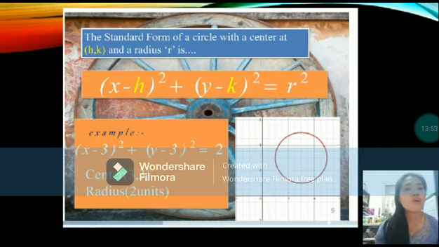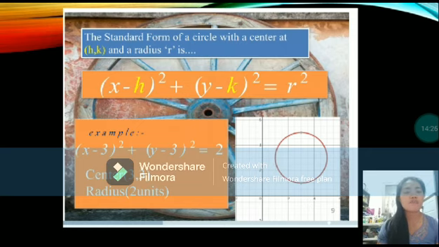Okay. Now, how about the standard form of a circle with a center at (h, k) and a radius r? Meaning the center is no longer at the origin. So this would now be the standard form of a circle. You have to take note of this. You have the quantity of x minus h, quantity squared, plus y minus k, quantity squared, is equal to r squared.